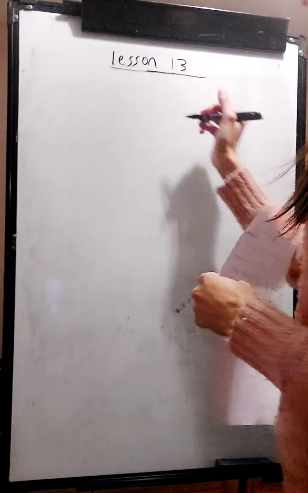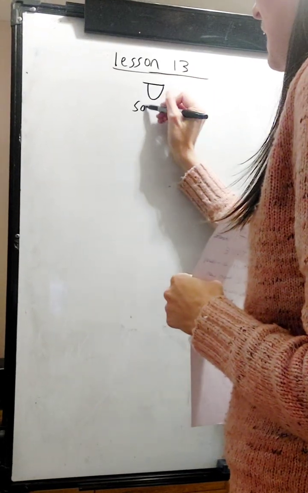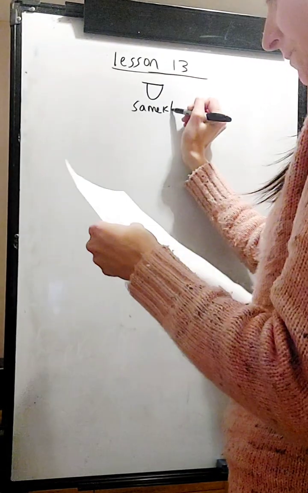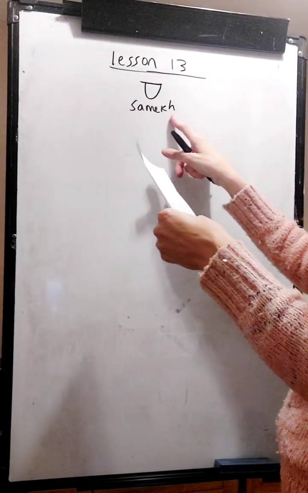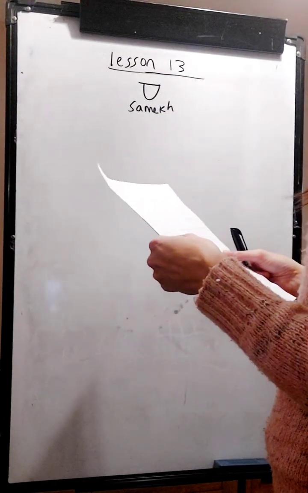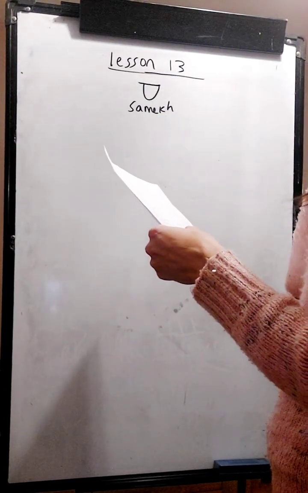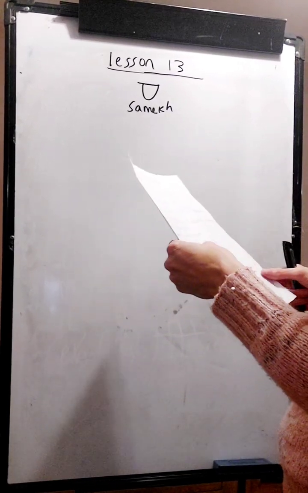Lesson 13. Okay, so today we're going to look at a new consonant. This is the samech. The ha in the word samech is pronounced like a very strong ha. Ha. So we're going to read the samech now with some of the vowels we've learned so far.